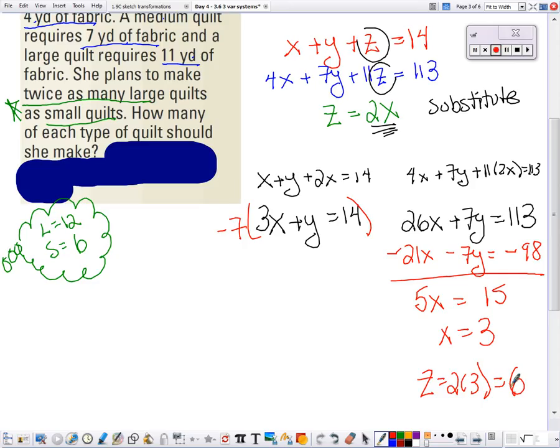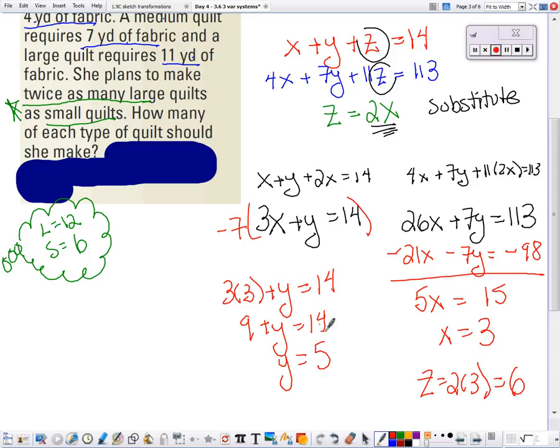And then lastly, we have to find the number of medium quilts for y. So I'm going to choose one of these black equations. They have less variables. I'm going to choose this one here. That is 3 times 3 plus y equals 14. So when we simplify, we get 5.